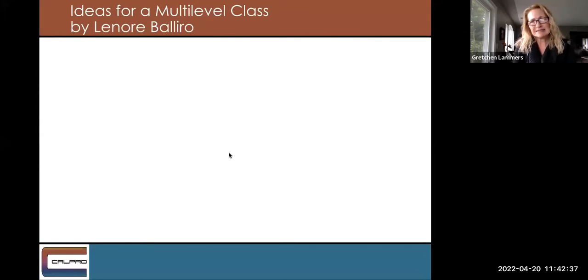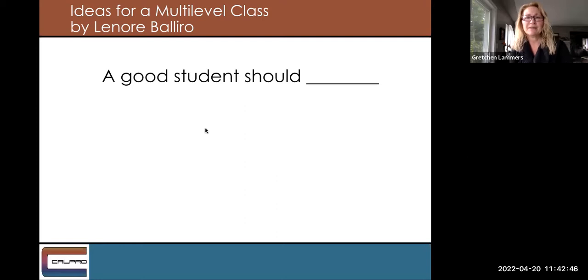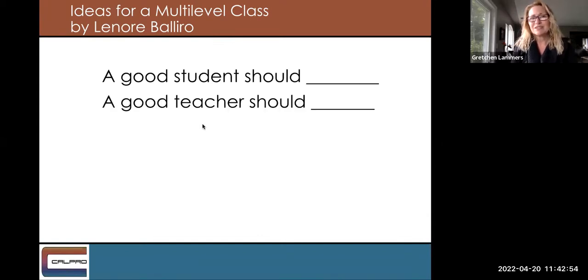So here's a few more ideas along this level of building community and for learners becoming the learners that they need to be to create optimum learning. A good student should blank, a good teacher should blank. I think that oftentimes what a good student should do is the same thing that a good teacher should do. We're all learners and all teachers, especially in a multi-level ESL classroom. There's going to be plenty of people that can take on teaching roles.